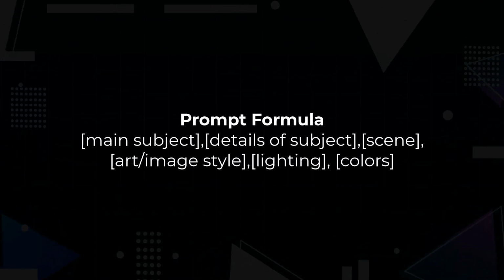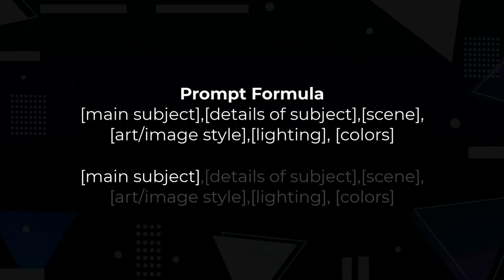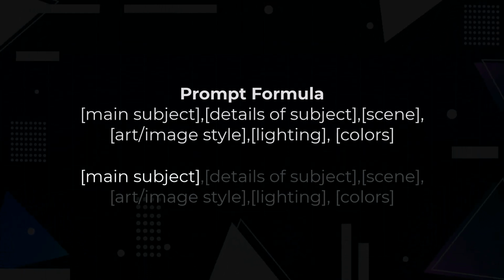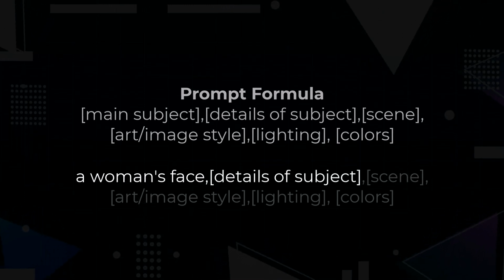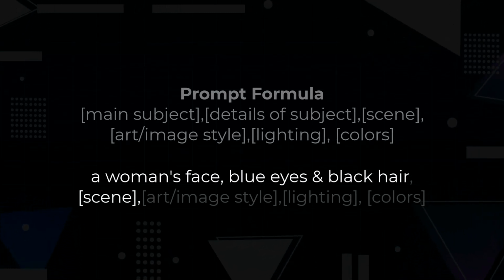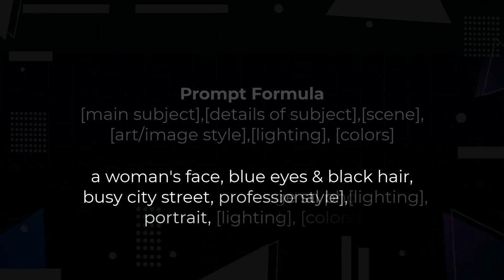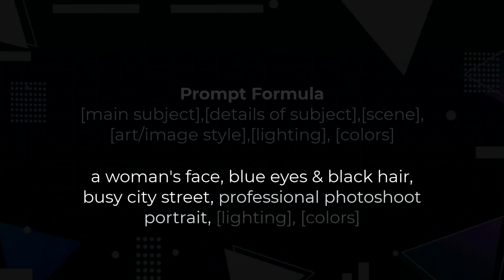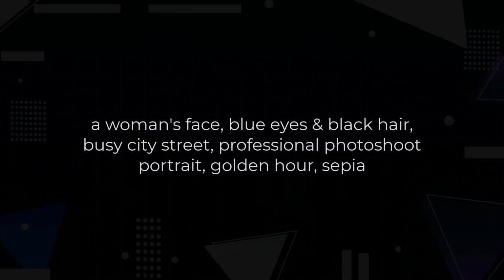So if I were to go through and modify that prompt formula, starting with my main subject, maybe I change that to something simple like a woman's face. And maybe I add some details to her face, such as blue eyes, black hair. And then for the scene, I say a busy city street. And for art and image style, maybe I say professional photo shoot, portrait. And for lighting and colors, I might say golden hour and sepia. This is a nice simple prompt formula.